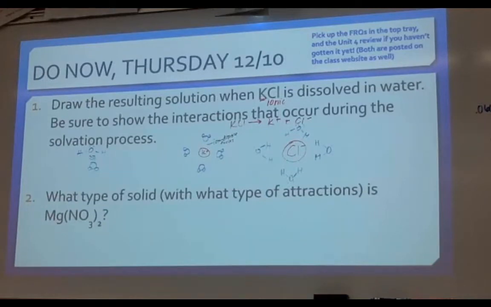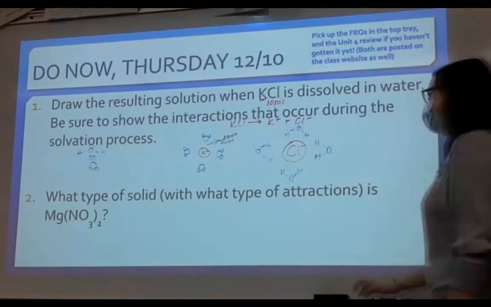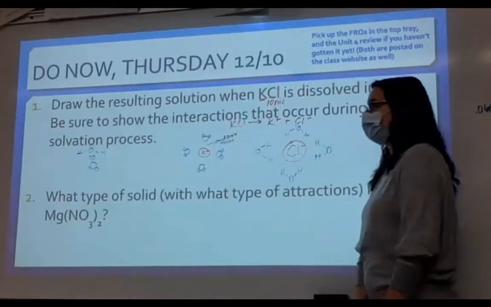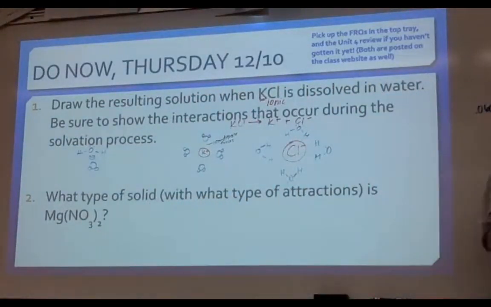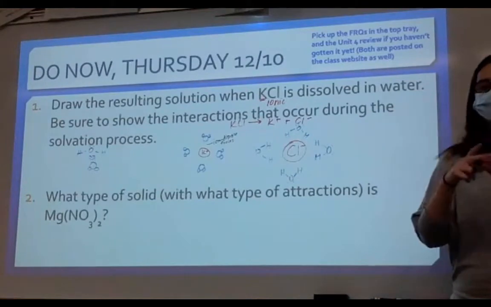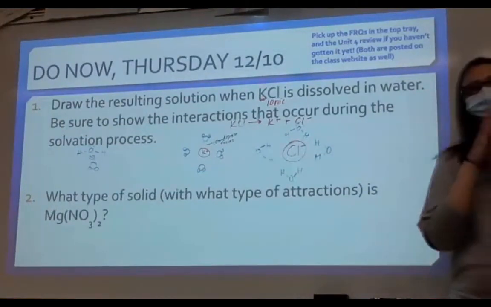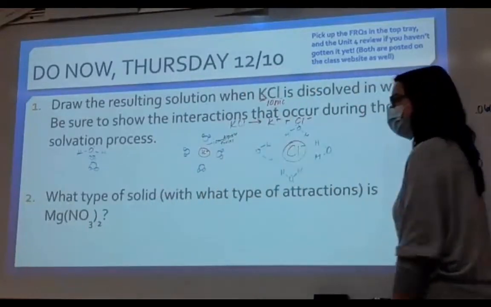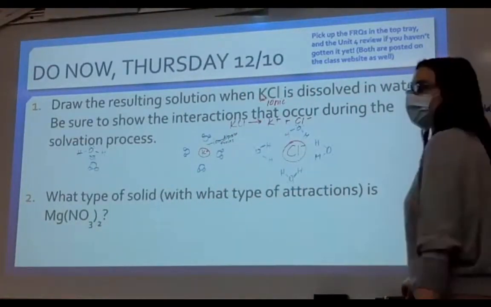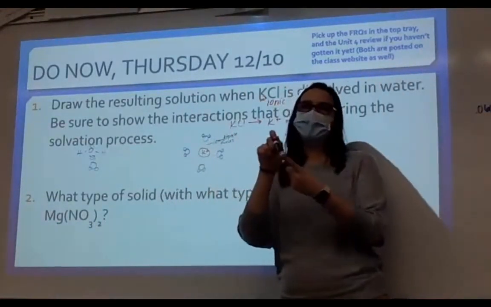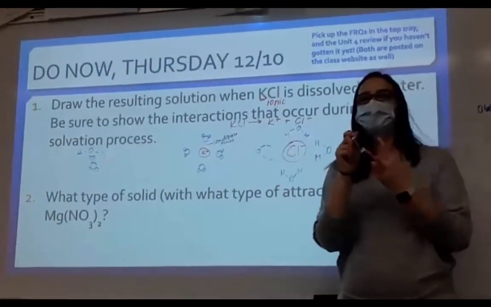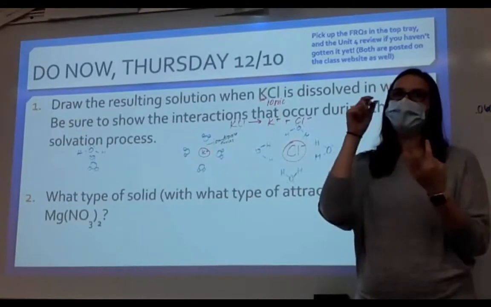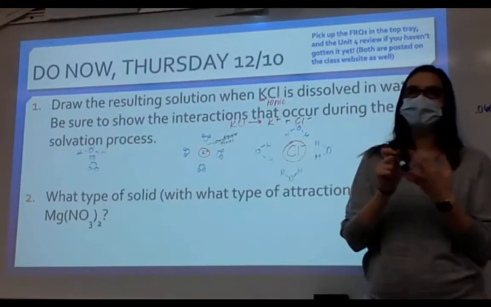Number 2, what type of solid? So let's first just focus on what type of solid is Mg(NO3)2. Your types of solids are molecular, covalent network, metallic, and ionic. So what type of solid would magnesium nitrate be? Molecular is all nonmetals. Covalent network is really only elemental carbon and SiO2.